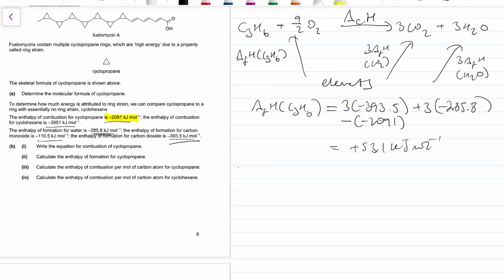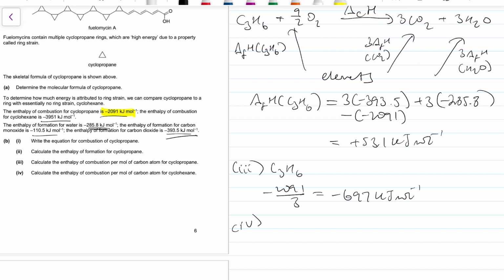Part 3 asks us to calculate the enthalpy of combustion per mole of carbon atom for cyclopropane. Well, there's 3 carbon atoms in every cyclopropane molecule, so if we've got minus 2091 kilojoules per mole of cyclopropane, well, per mole of carbon atom, we're going to divide that by 3, and that gets you minus 697 kilojoules per mole.